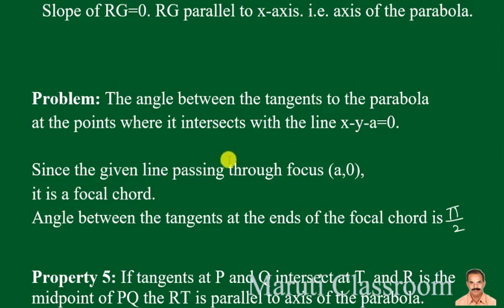See, the focus of the parabola is (a, 0). Put (a, 0) in this line: a minus 0 minus a equal to 0. So (a, 0) satisfies this equation, which means the focus lies on this line. That means it is a focal chord. So what he is asking is the angle between the tangents at the ends of the focal chord. We know tangents at the ends of a focal chord are perpendicular. Therefore the angle between them is pi by 2.